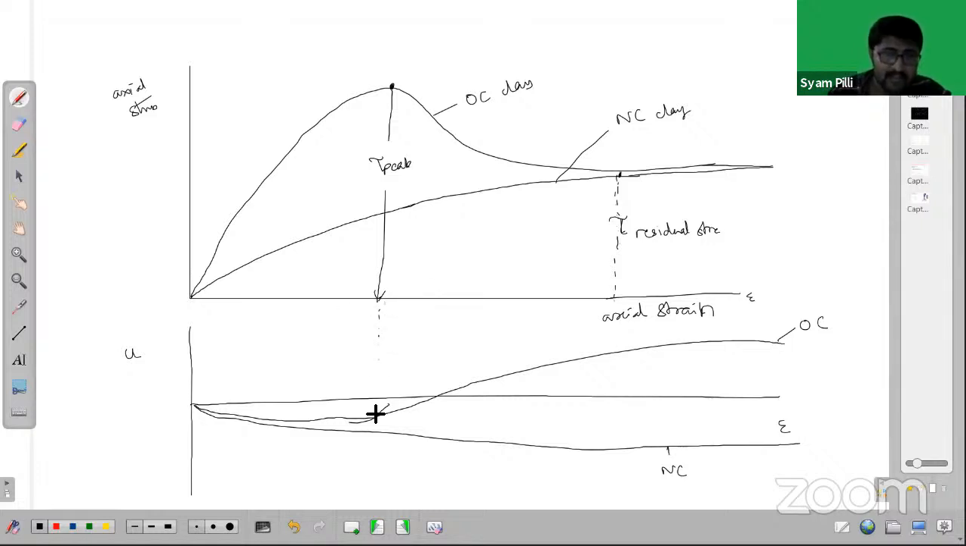So up to here, the pore water pressure is getting developed, right? So the strength is getting increased, but beyond this part, the pore water pressure is negative. Okay, this is the positive axis and this is the negative axis.